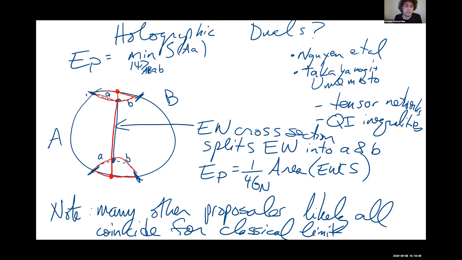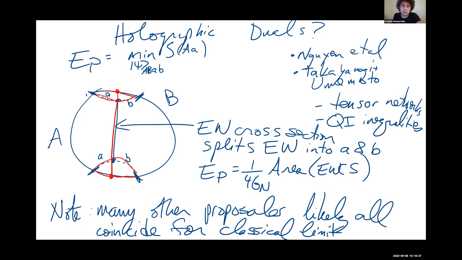There are several other proposals for what might properly correspond to the entanglement wedge cross-section if you're trying to evaluate something on the boundary. It's likely that these all coincide in the classical limit, and in order to distinguish between them, you're going to have to go to a limit where there are quantum corrections.